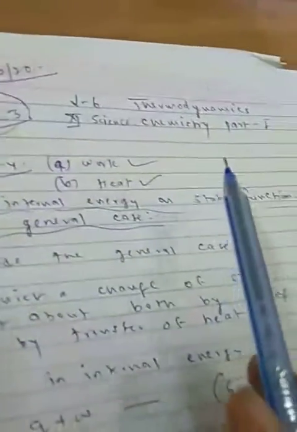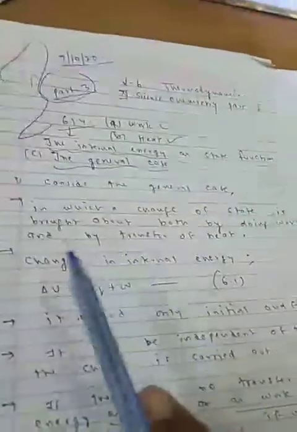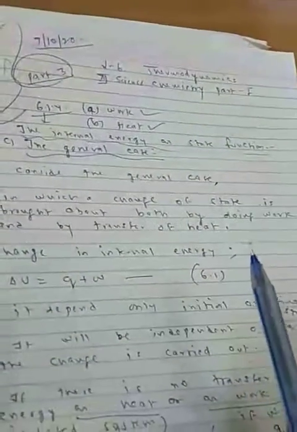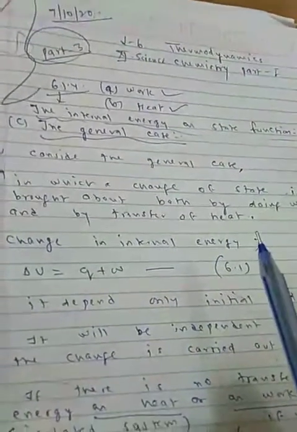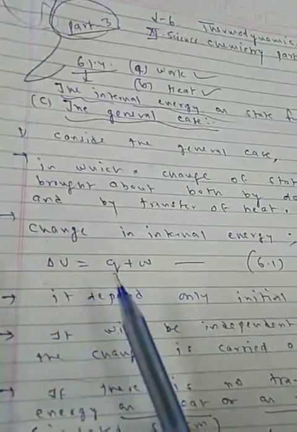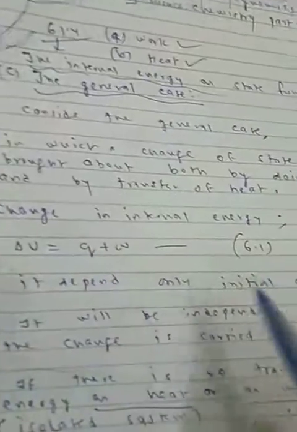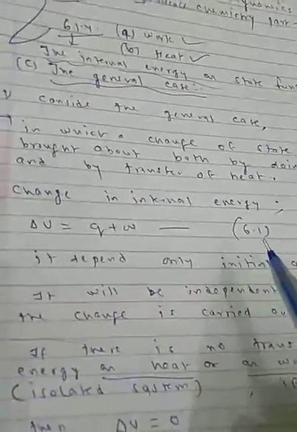So now I am teaching you our next part, that is the C, that is the general case. So what is the general case? 6.14, A, work we did, B, heat we did, the internal energy as a state function, the general. Now consider the general case in which a change of state is brought about both by doing work and by transfer of heat. Okay, combinedly I am telling you. Change in internal energy, that is delta U, is equal to Q plus W. Ahead we did work and heat separately, here we are doing combinedly in general. This equation is called the 6.1 equation.